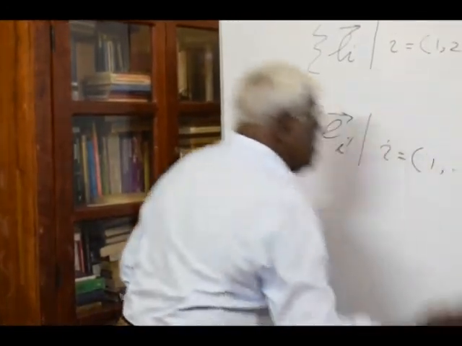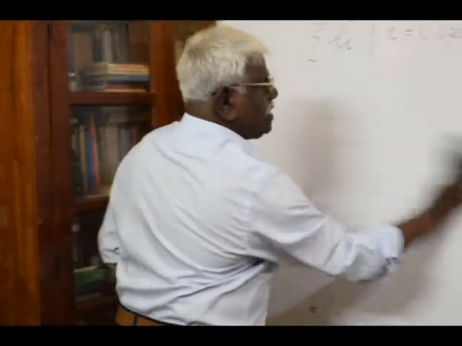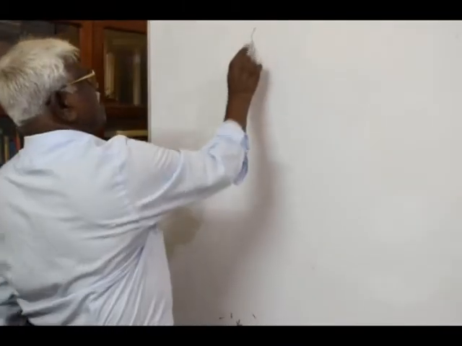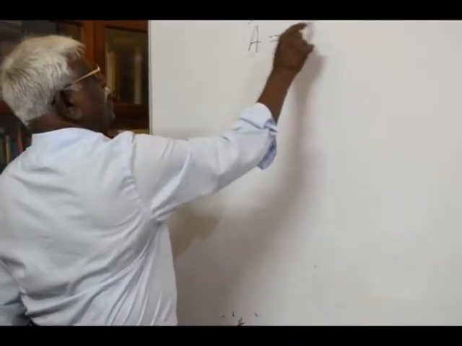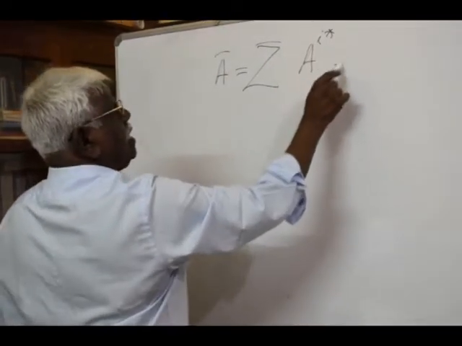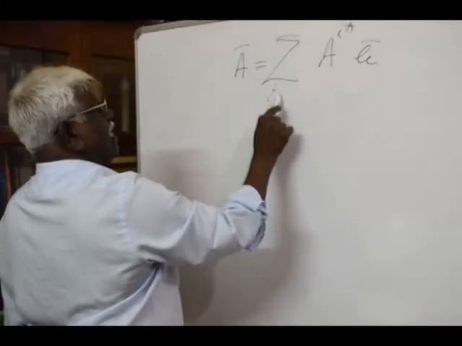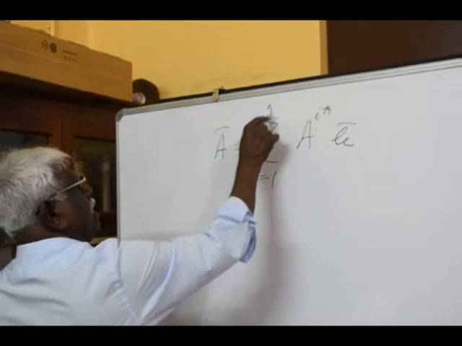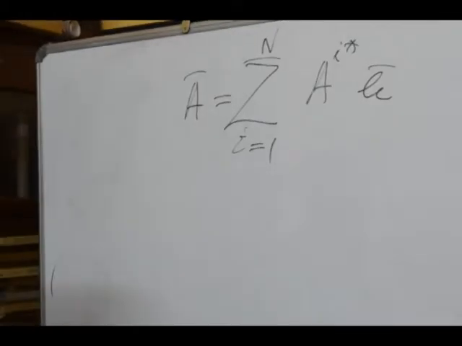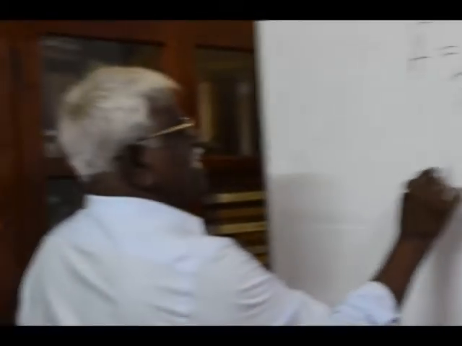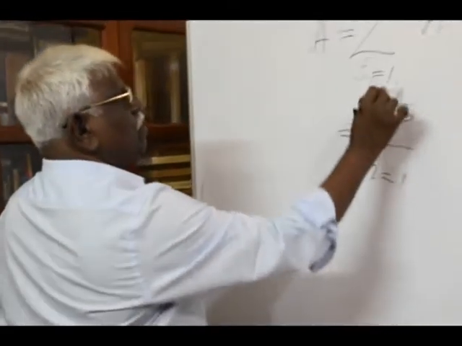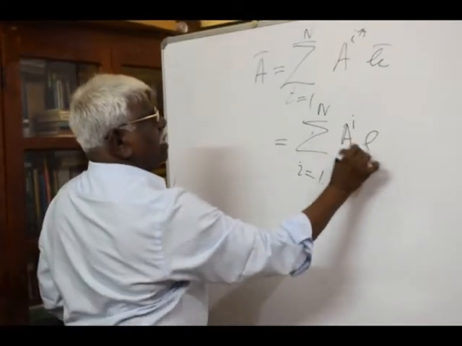How? Say I write the same vector A equals sigma ai star ei with respect to the same basis, i equal to 1 to n. I want to show that ai star is equal to ai for every i. How? Simple thing. This is also equal to sigma over i, 1 to n, ai ei.